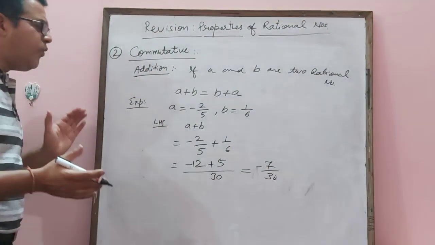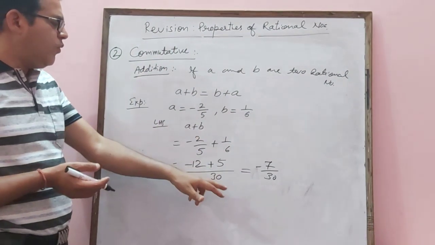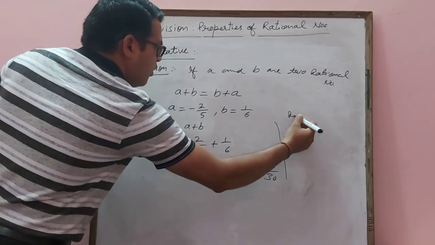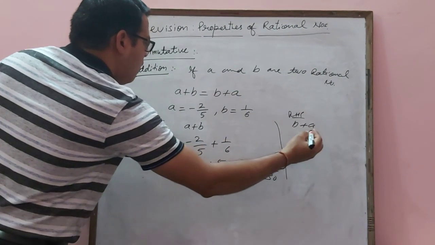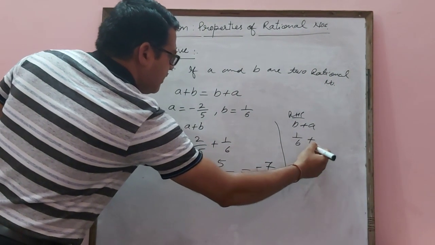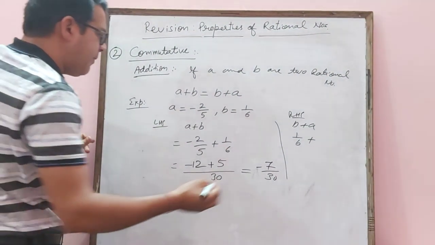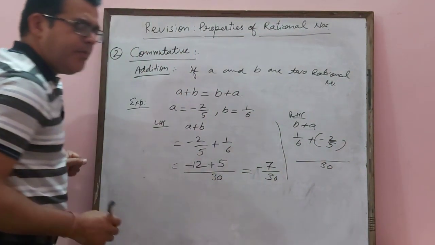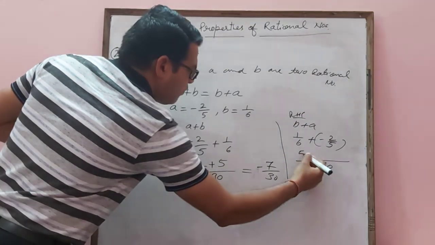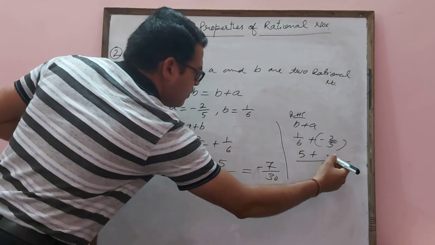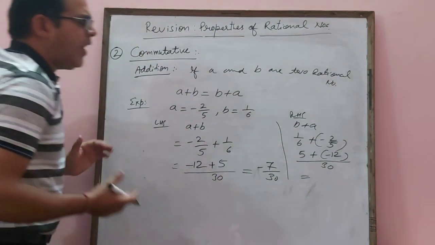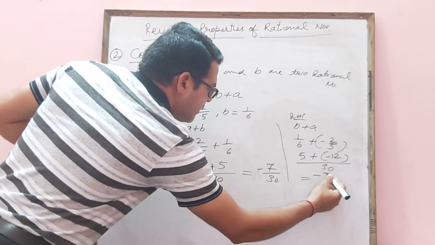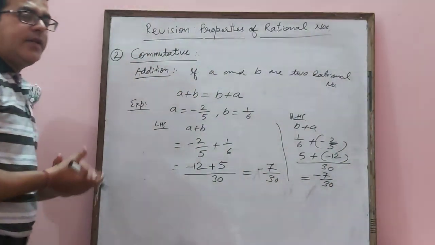It means if we add A with B we will have minus 7 by 30. Now the right hand side I am solving here. B plus A. Now we are adding B with A, means 1 by 6 with minus 2 by 5. The LCM again is 30 here. 6 5s are 30, so 5 we can write here, and 5 6s are 30, 6 2s are 12 in minus. Now again we have 5 plus and then minus 12. So minus 7 upon 30 we can write after solving.